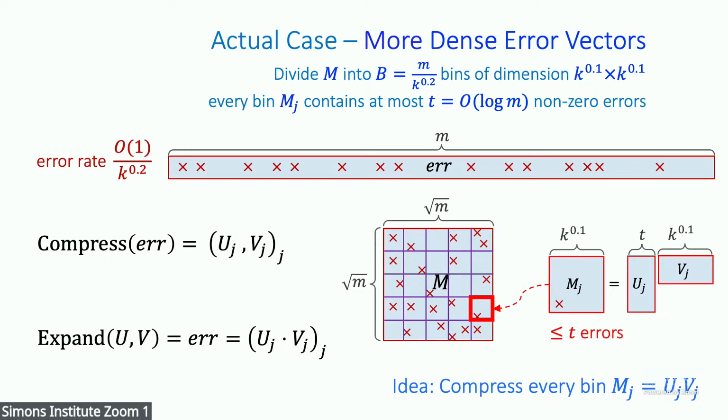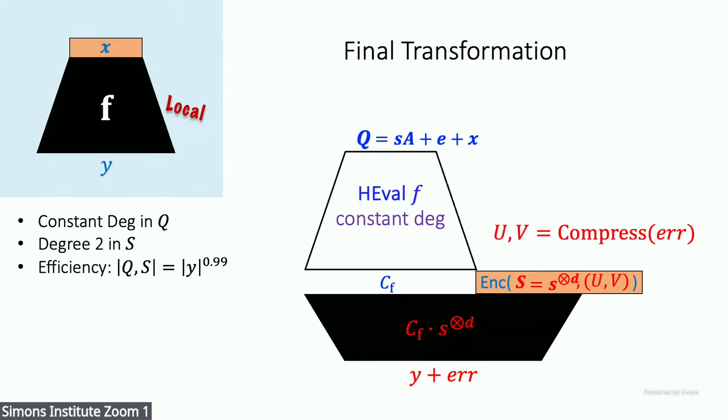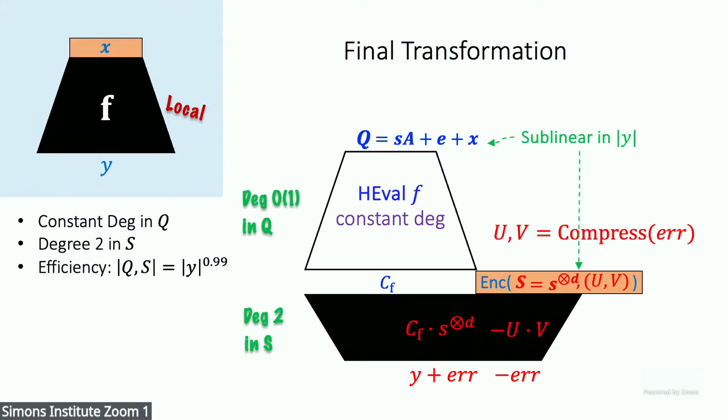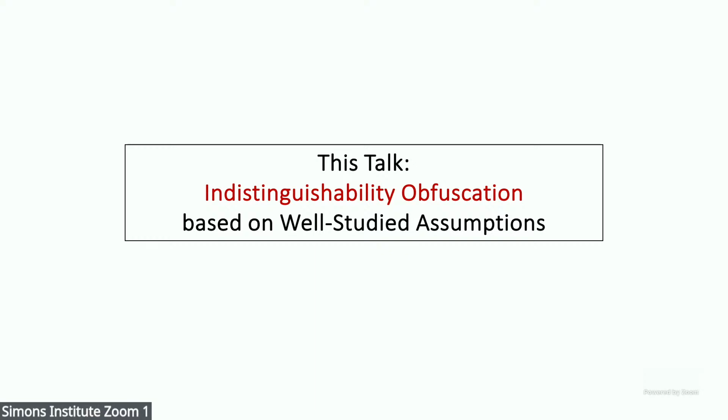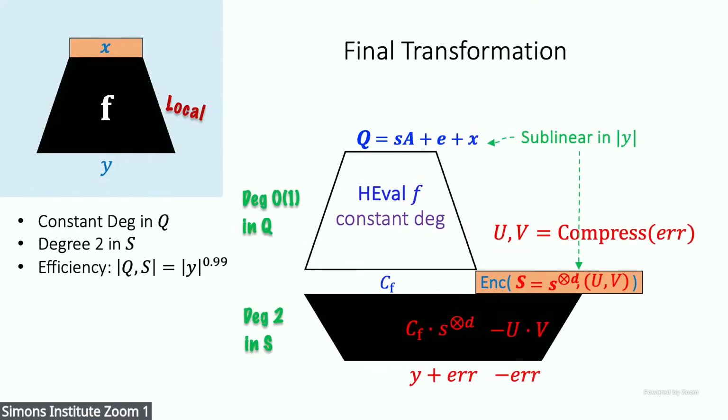And we're going to get the size of all these u's and v's to be like the size of y divided by k to the 0.1, right? So we still end up getting an advantage, and that yields the result that we wanted. And in the end, we are able to build IO that way. Does that make sense? Any other questions about this?